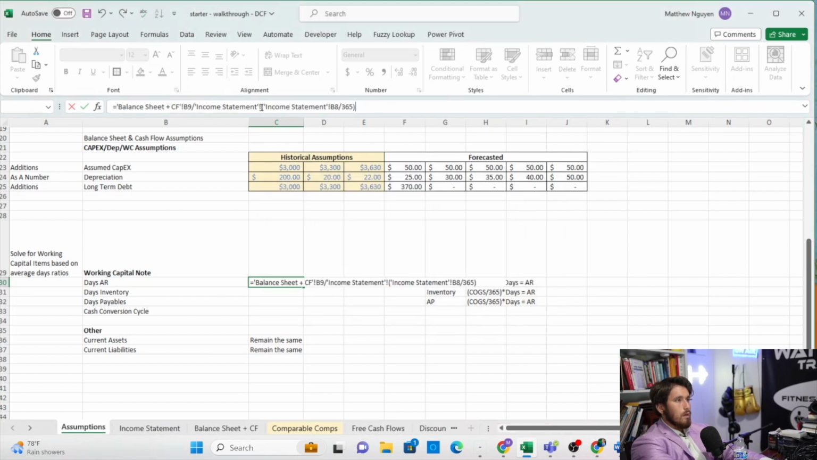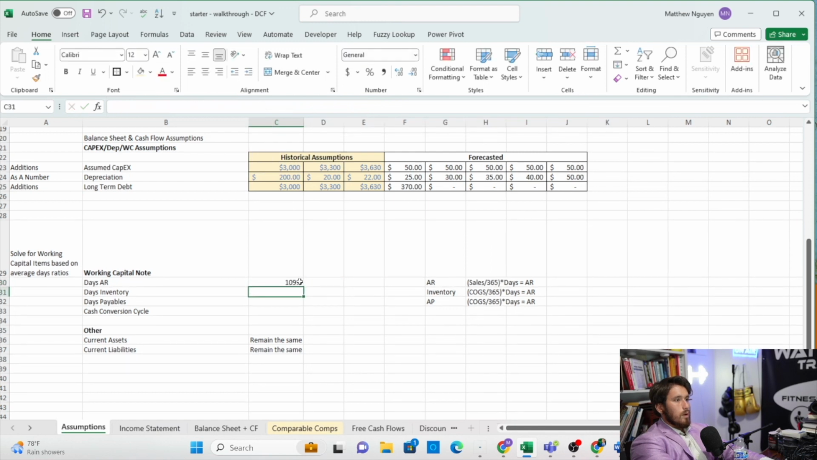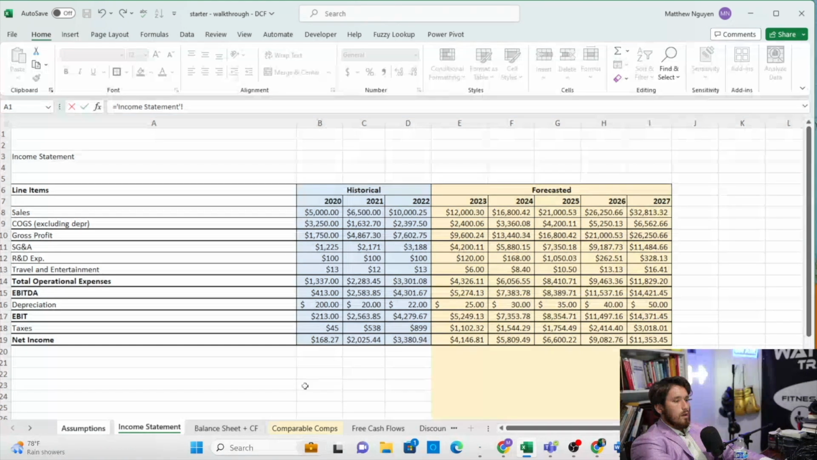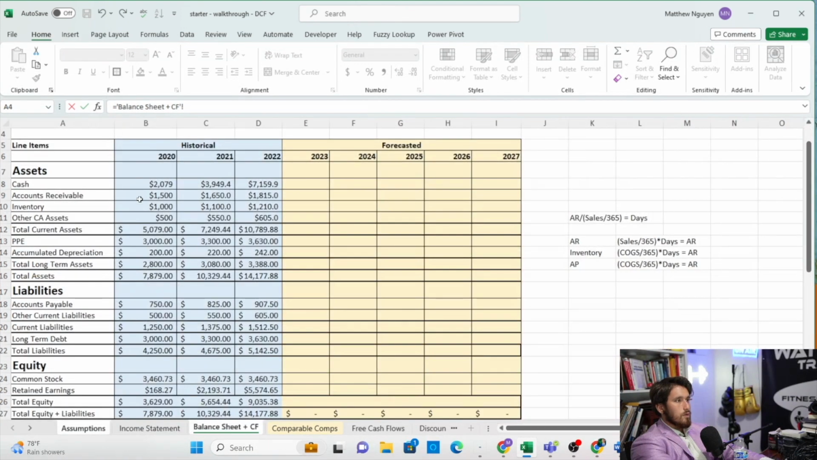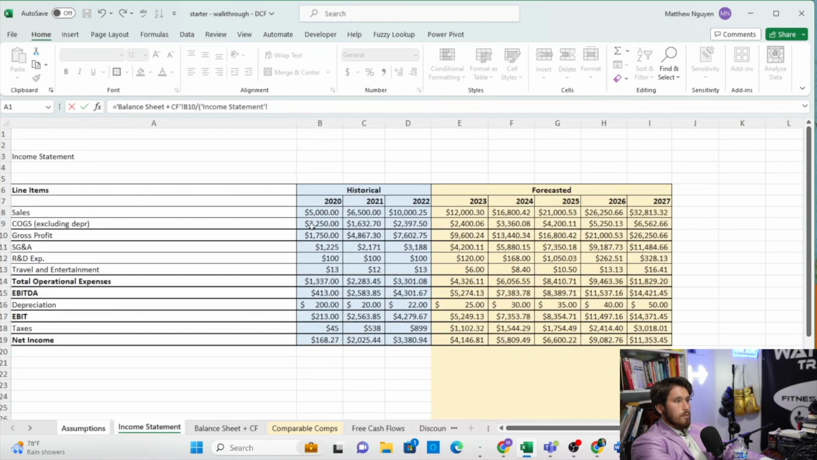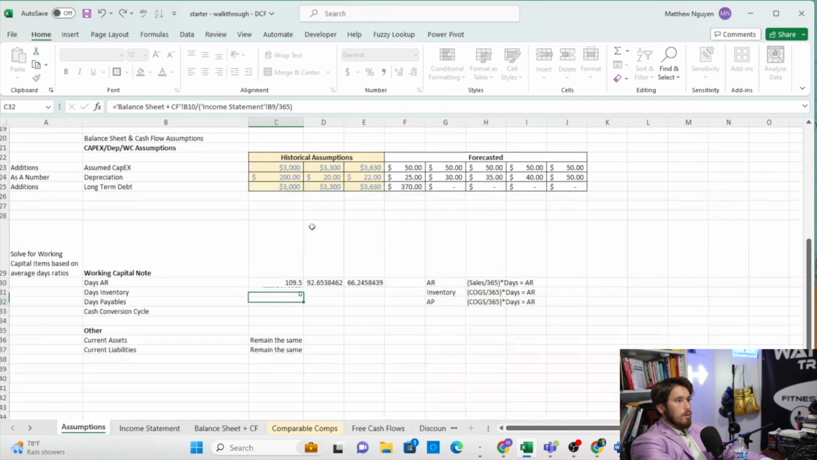Oh, it's an extra one here. So we get 109, and I think I should be able to pull that over. Okay, let's do our days in inventory. So we'll take our ending inventory, and we'll divide that by our COGS divided by 365. Okay, so we got our days in inventory.